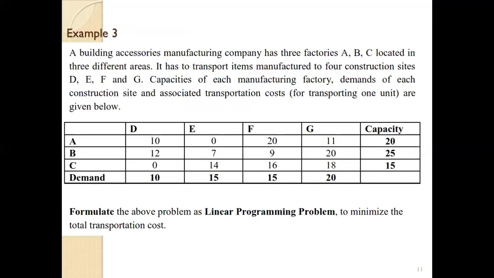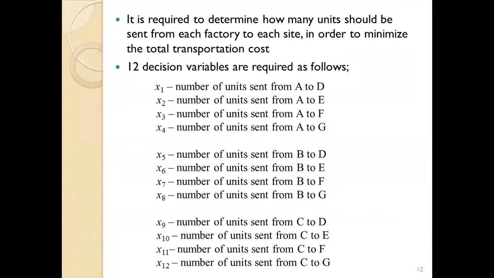Let us see another example. This is a bit different example. Some item has to be transported from 3 factories to 4 sites. We need to find how many units should be transported from each factory to each site in order to minimize the total transportation cost. So, for this problem we need 12 decision variables as listed here. For example, x1 is the number of units sent from A to D and x2 is the number of units sent from A to E and so on.